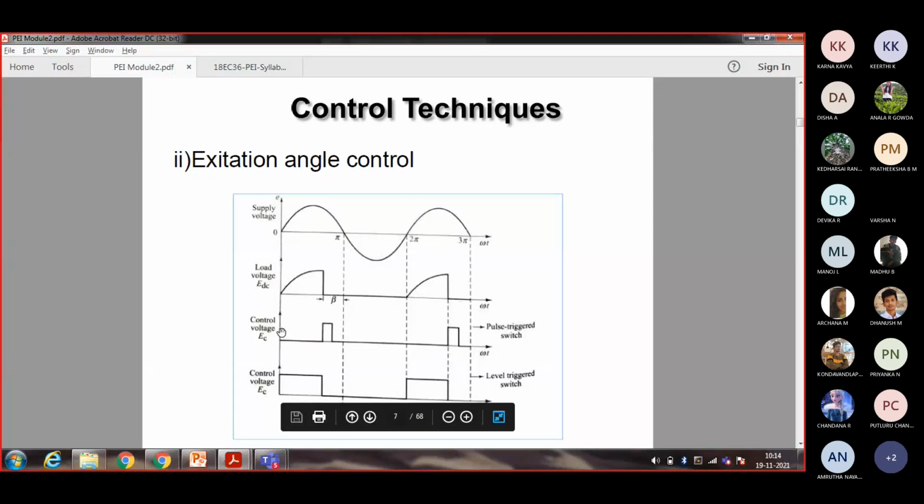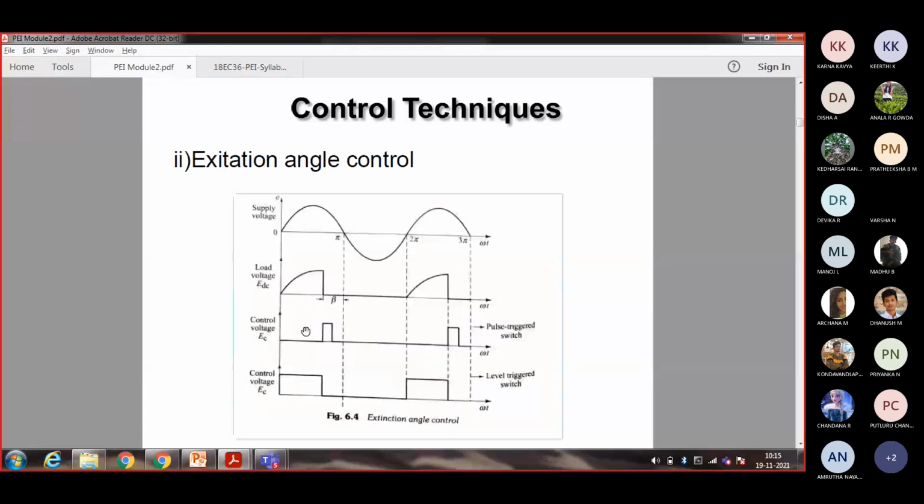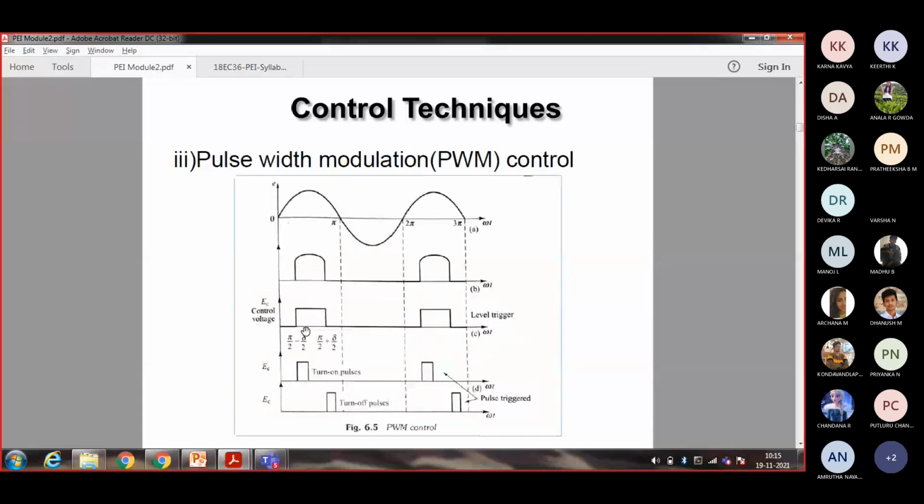So here, when it is pulse trigger switch, once the pulse is there, it's going to trigger. Once the pulse has been given, it's going to trigger. That is why we will call that excitation. Excitation angle can control, we'll say. So the first one is phase angle control, the second one is excitation angle control, and the third one is pulse width modulation.